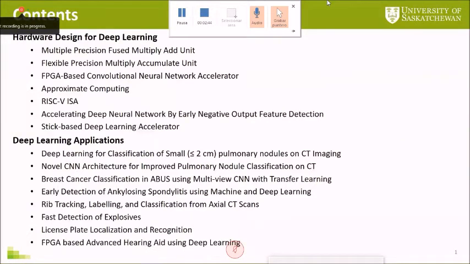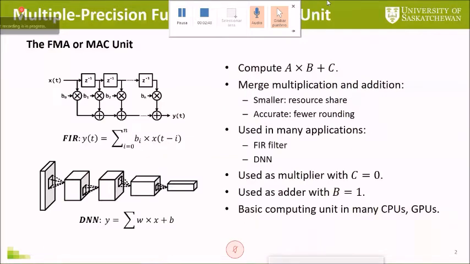Right? So let me begin with the multiple precision fused multiply add unit. If you major in electrical and computer engineering, the FIR filter is quite popular, and as you can see, A times B plus C is the most popular computer arithmetic. At the bottom left, you can see a deep neural network: Y is equal to W, which is weight, times X, which is input, plus B, which is bias. So again, this is a very similar type of A times B plus C. It was a basic computing unit in the old days of central processing units and GPUs.